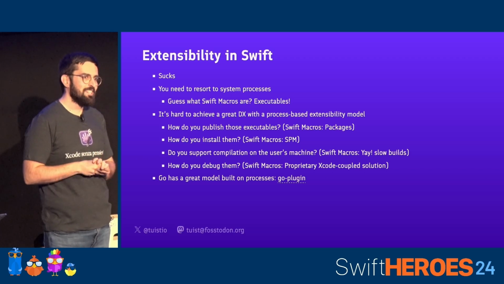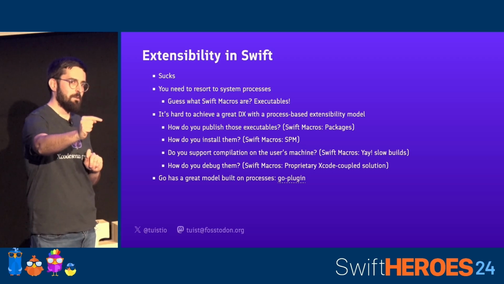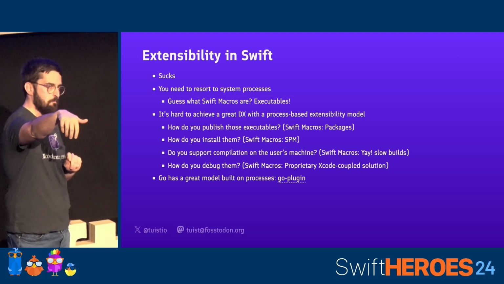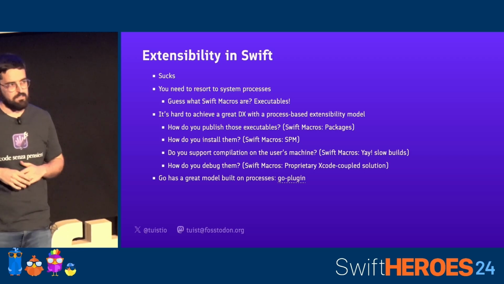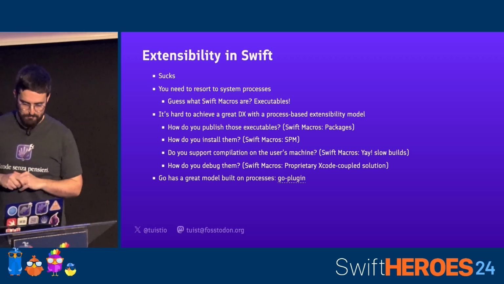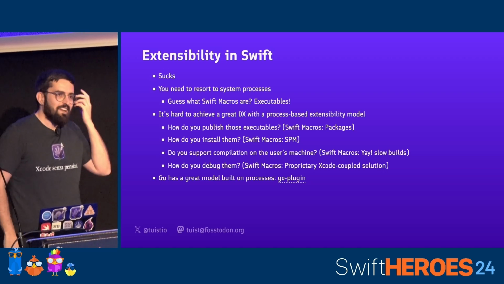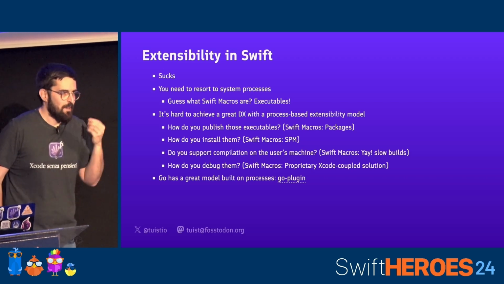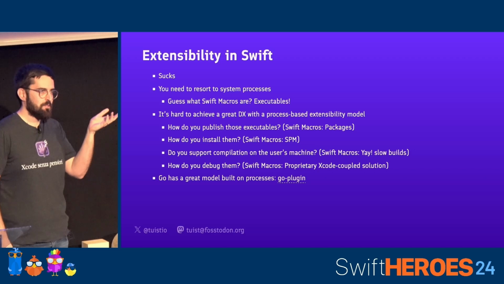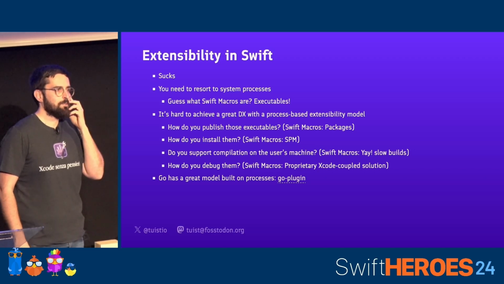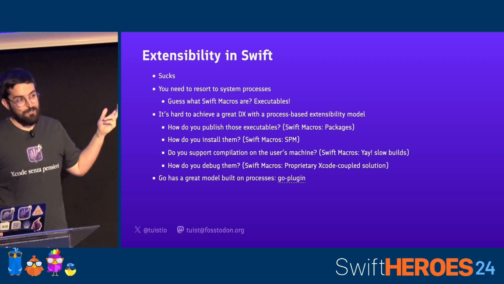Macros are executables. So when the compiler finds a macro, it uses a system process to call this executable, it serializes the input, it gets the output, and then it does the whole unfolding of the code, using the AST as a kind of language for communication. The problem with using system processes is that suddenly you have all these problems that you wouldn't have if the language itself provided answers for these things. Like, how do I publish an executable? In Tuist, we invested in a plugin system that was based on executables. So how do I publish this? Where do I publish this? Apple had to answer those questions as well.